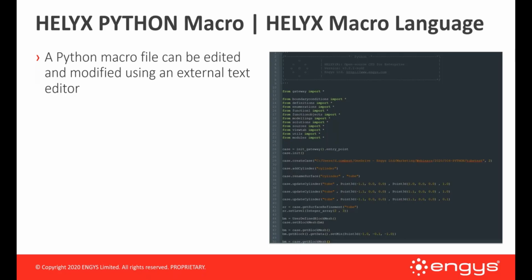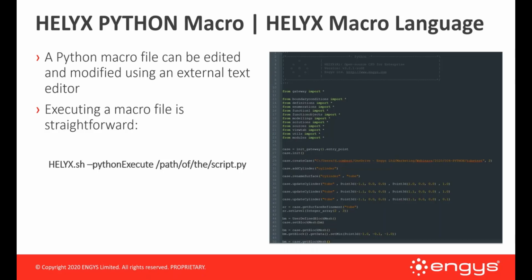So the Helix macro language, one of the important things is that it looks like Python. Okay, it is Python and it's very recognizable how the structure is. So the macro file can be edited and modified using any external text editor. And we simply execute this macro file by, so this is on Linux because it's a .sh file. So this is the executable for, or the command to launch the GUI itself. And we pass it a flag that says Python execute. And then we give it the full path to the Python script itself. So that's all we have to do.